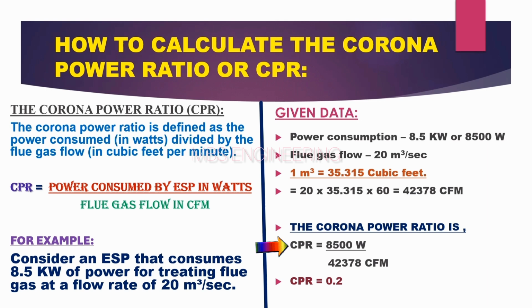42,378 cubic feet per minute. Based on the given data, the calculated corona power ratio, CPR, is 0.2.